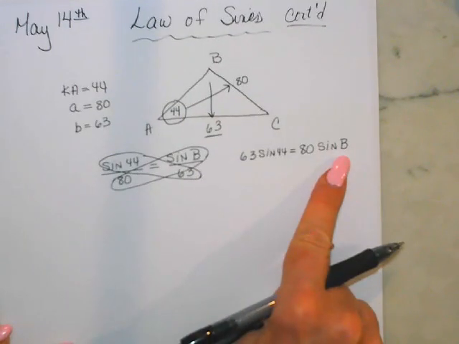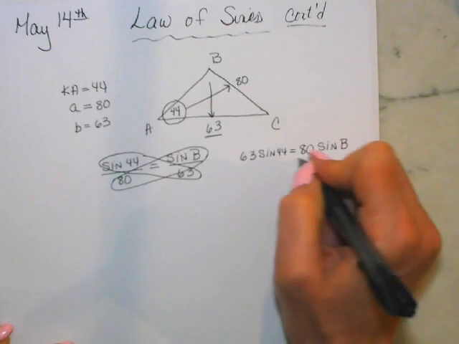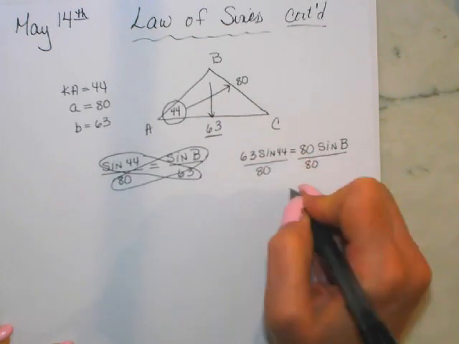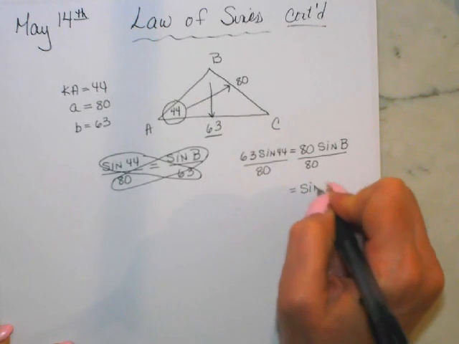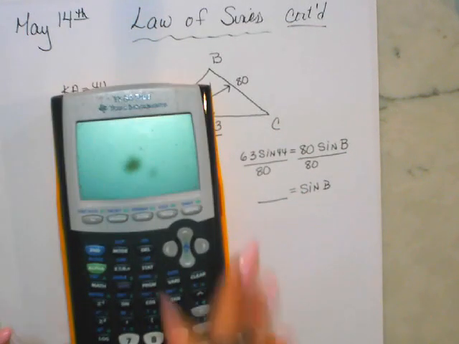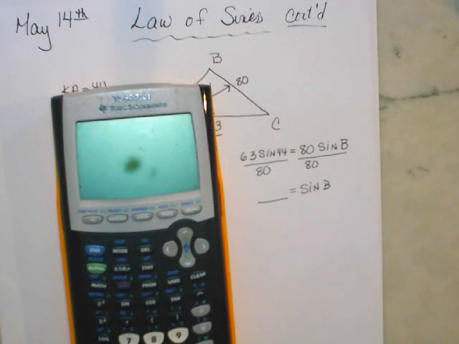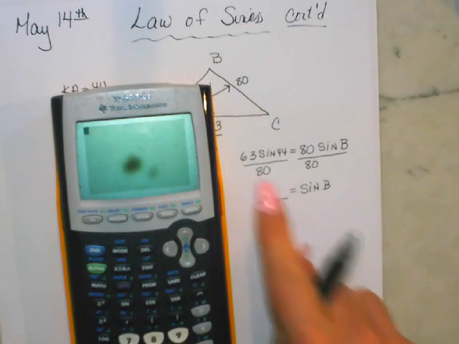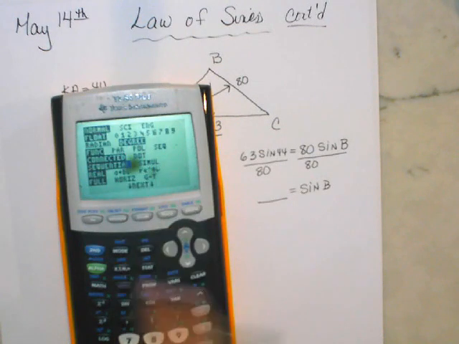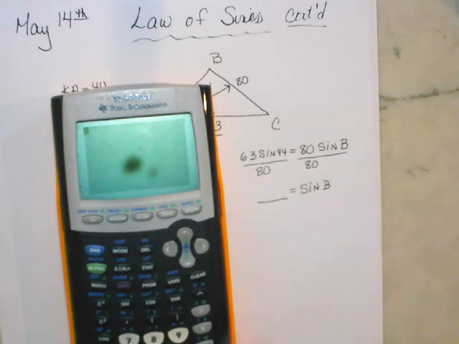Sine of B. We have to solve for B. This is what we're looking for. So I'm going to divide both sides by 80. Okay, so sine of B is equal to, now you're going to take out your calculator. You're going to be very careful with what you're putting in. Let's just turn it on. It's 63 times the sine of 44. Always make sure that you're in degree mode. Remember when I did this the other day, I wasn't. 63 times the sine of 44.